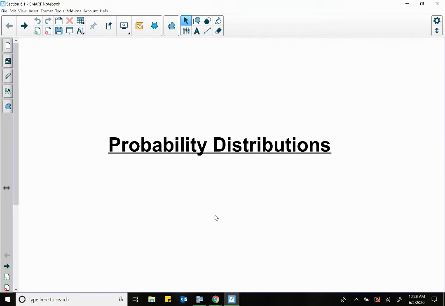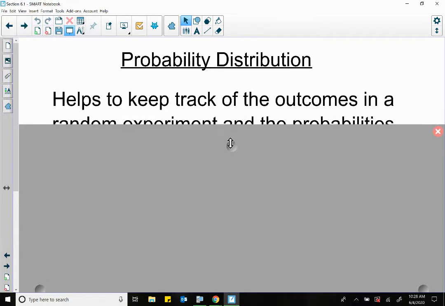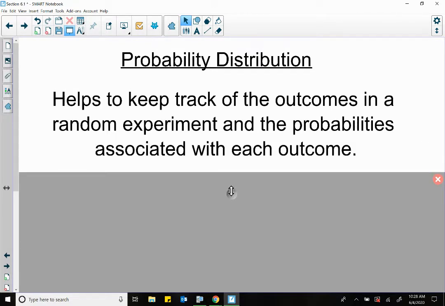Okay, so probability distributions. Let's talk about what those are. And so 6.1 is just kind of like a general overview. And then 6.2, we really dive into probability distributions. So probability distribution, some things that you should know. It helps us keep track of the outcomes in a random experiment. So it lets us know what are all the outcomes in the random experiment and the probabilities associated with each one of those outcomes. So it does two things. It tells us all the possible outcomes, and it shows us that. Okay. And it gives us the probabilities for each one of those outcomes.